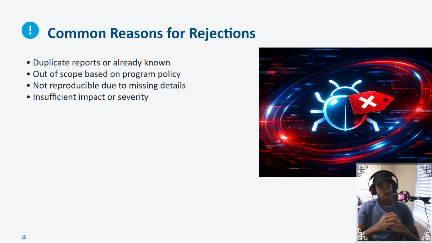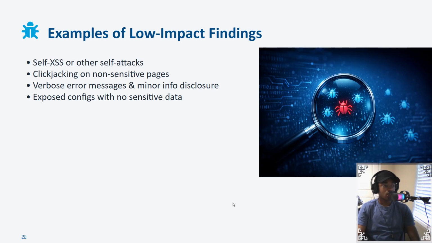But I just want you to know this stuff so you don't need to waste as much time as I have. Okay, examples of low impact findings: self-XSS or other self-attacks, clickjacking on non-sensitive pages, verbose error messages and minor info disclosure, exposed configs with no sensitive data. Okay, I covered that a little bit previously, the error messages and minor info disclosure.